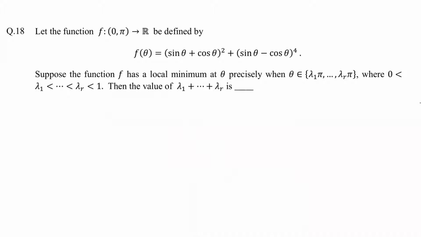Okay, so here this question says f of theta is (sine theta plus cos theta) whole square plus (sine theta minus cos theta) whole raised to 4. And suppose the function f has a local minimum at theta. We have to find out this.